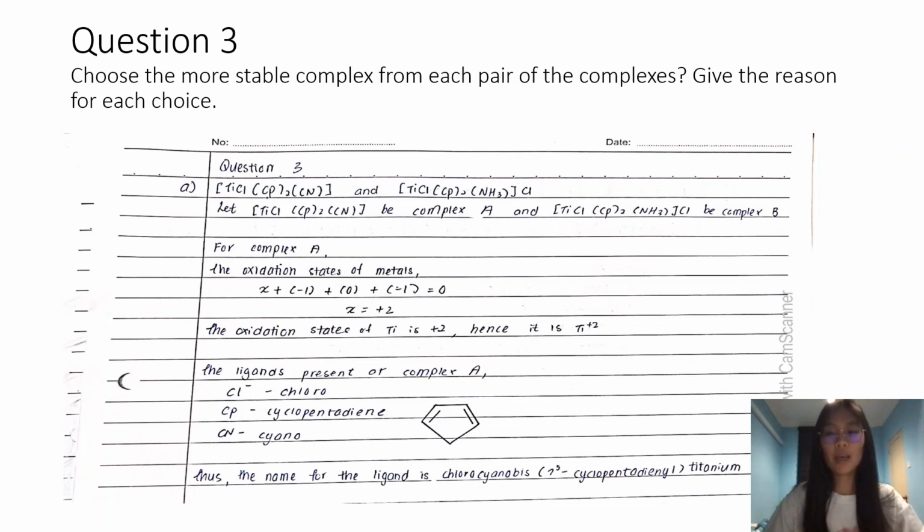For complex A, the oxidation state of the metal is positive 2, in which the titanium will be Ti positive 2. The ligands present in complex A are chloro, cyclopentadienyl, and cyano. Hence, the name of the complex is chlorocyanobis cyclopentadienyl titanium 2.